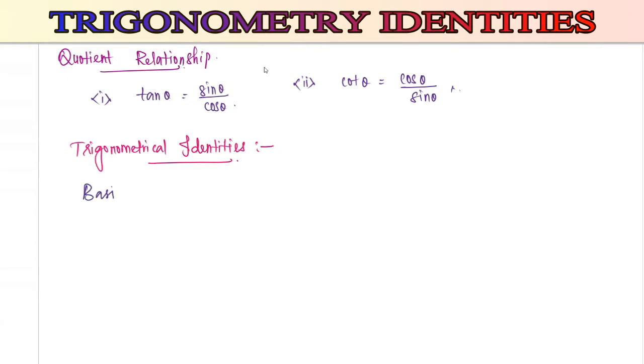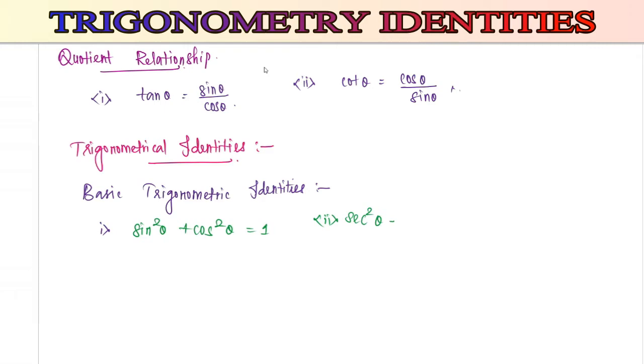The basic trigonometric identities. The first one, sine square theta plus cos square theta is equal to 1. The second one, secant square theta minus tan square theta is equal to 1. And the third one, cosecant square theta minus cot square theta is equal to 1.